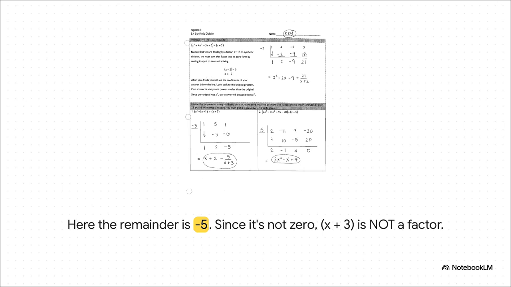Now let's go back to our very first example to see the other side of the coin. Remember, the remainder there was negative 5. Because it's not 0, the factor theorem tells us, just as definitively, that x plus 3 is not a factor of that polynomial. It just doesn't divide in cleanly.